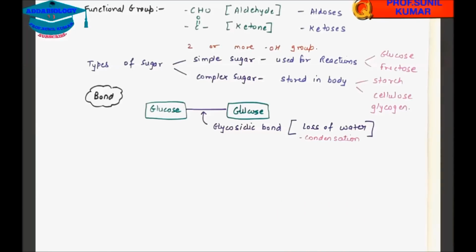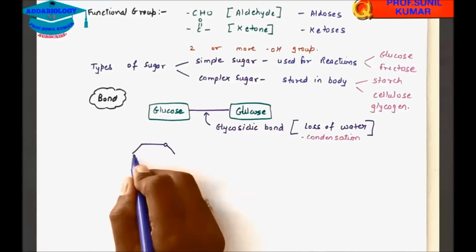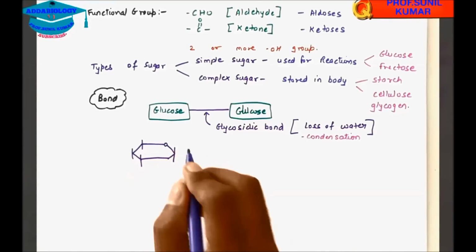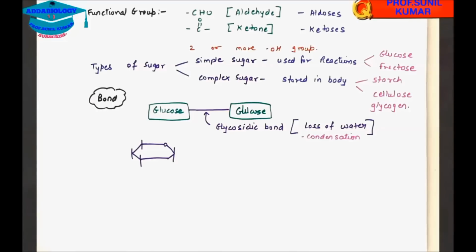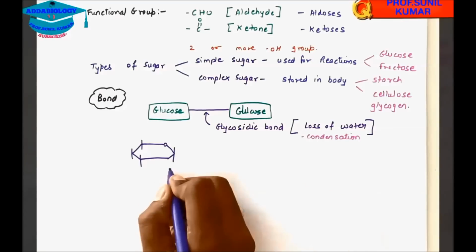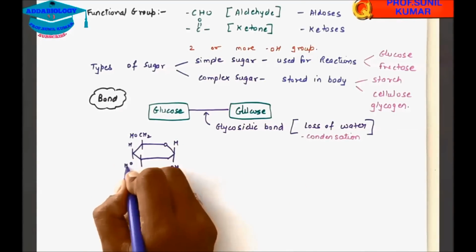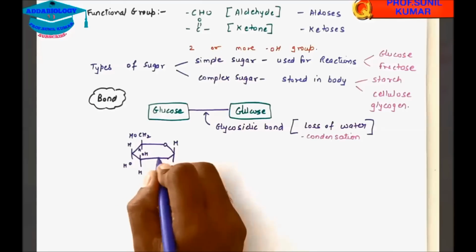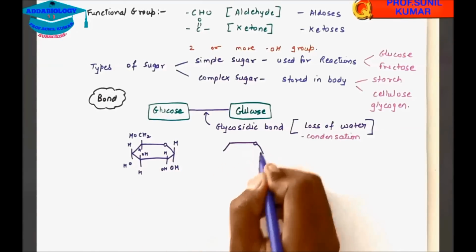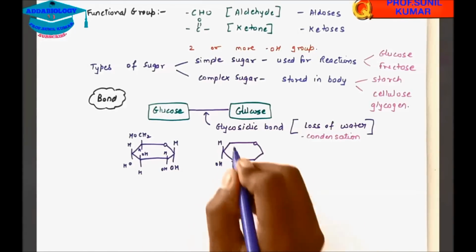When I draw this structure of glucose, here you will understand how the glycosidic bond formation takes place. Friends, we need to understand that simple sugar has a formula of CnH2nOn. So this is one glucose molecule having oxygen in the ring.